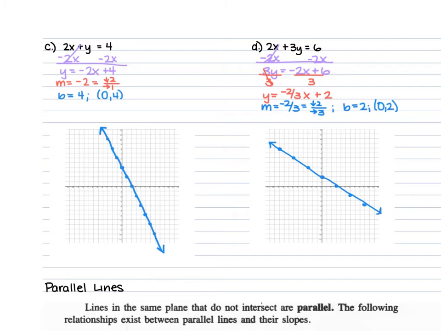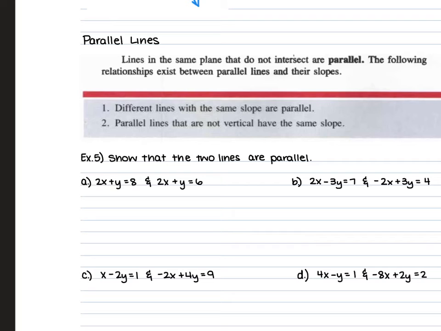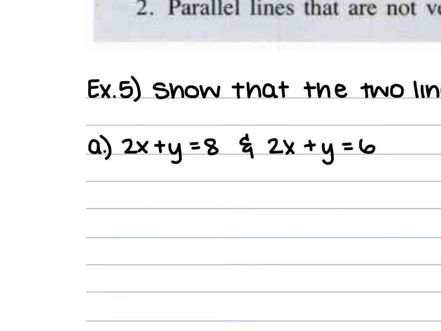Our last section deals with parallel lines. These parallel lines, the only thing that we're doing is we're showing that the two lines are parallel. When we have parallel lines, our slopes are the same. We just have different y-intercepts. So put both formulas in slope-intercept form if they are not already, and then find the slopes. If the slopes are the same, they are parallel.